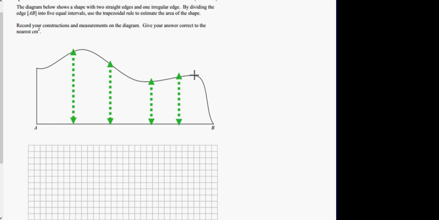Now, the next part is measure each height. First height, everybody got different things. I'm going to go for 4.3, it was close enough to everybody. Second one I got 5.5. The third one I got 4.8. The fourth one I got 3.3. The fifth one I got 3.6. The last one, because it doesn't go directly up, is a 0.